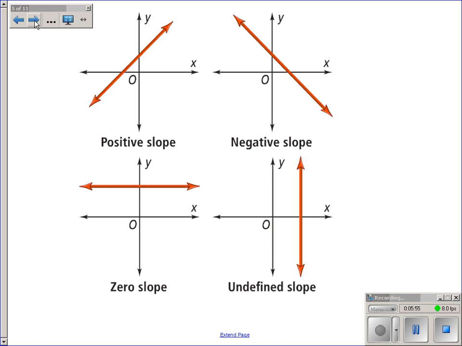Okay, now again to review: a positive slope reading from left to right is going up, negative is going down, 0 is horizontal, and if it's vertical, it's thought of as having an undefined slope.